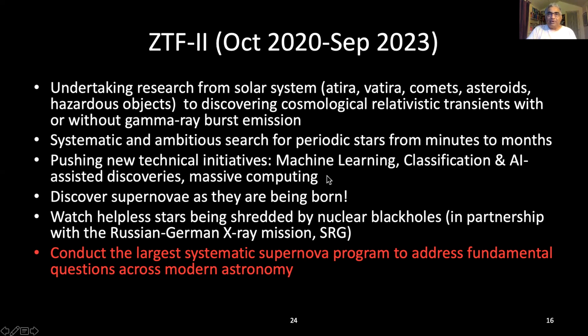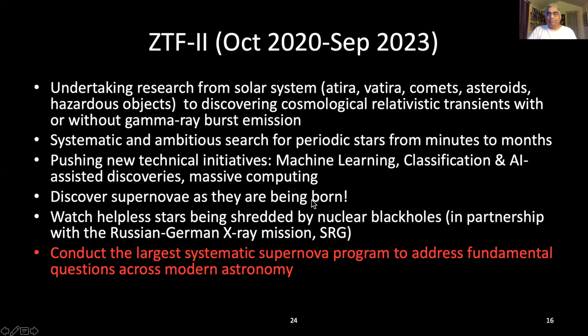With large data, you need more algorithms, more cleverness. So we're implementing machine learning for classification and AI discoveries, massive computing. Things are happening in the industry, thanks to some very bright young people, Ashish Mahabal and Dima Duev. We are really bringing in the latest industry progress, for example in TPUs, for time domain astronomy.